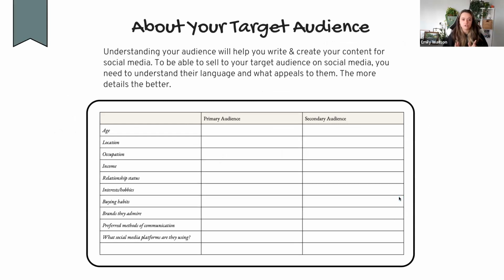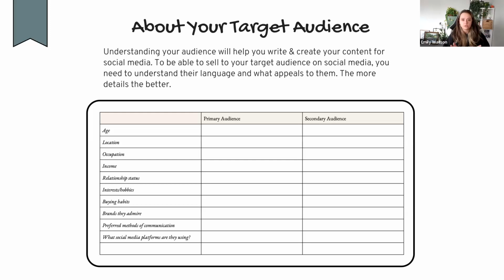We're going to talk about your target audience. Understanding your audience will help you write and create your content for social media. To be able to sell to your target audience on social media, you need to understand their language and what appeals to them. Essentially, the more details, the better. In your social media strategy, you're going to build out a small persona. This is going to be simple things like their age, their location, occupation, relationship status, if it is relevant, especially things like interests and hobbies, their buying habits.